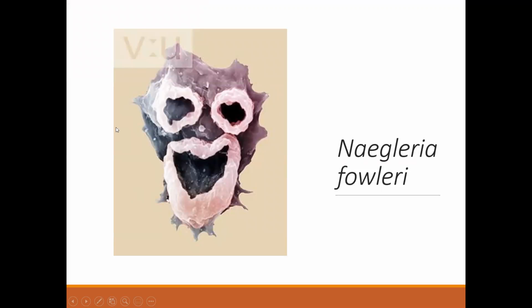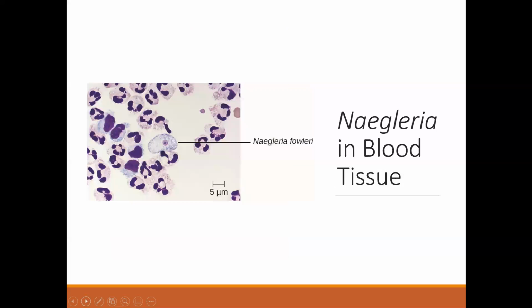This is one of my favorite pictures of a pathogen. This is a scanning micrograph image of Naegleria fowleri, and these little, what look like eyes and a mouth here, are sucking discs. Here is Naegleria shown in blood tissue. You've got neutrophils, or these cells here, got a red blood cell there, and then here is the Naegleria cell there.